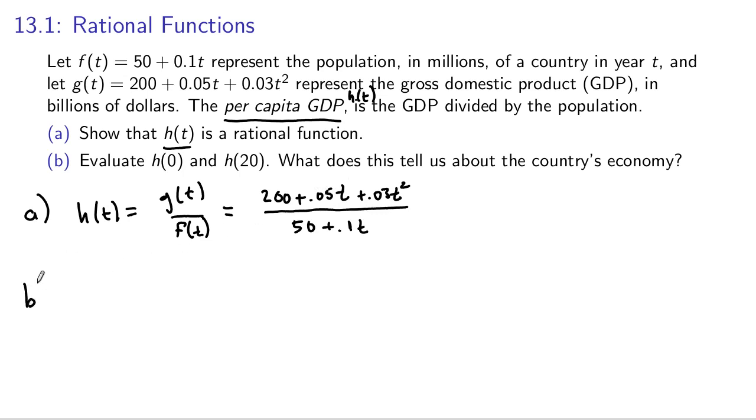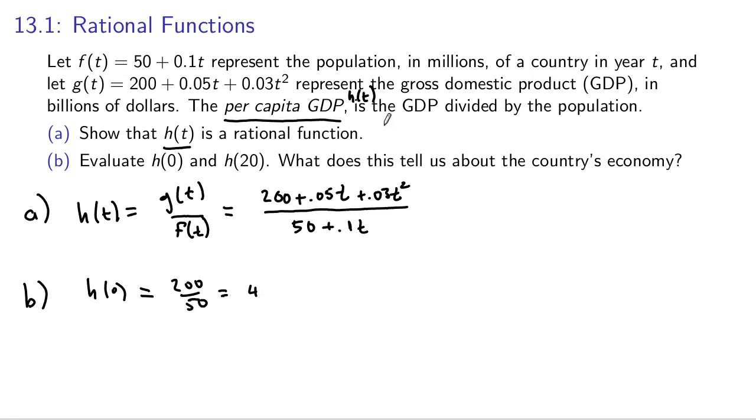B. Evaluate h of 0 and h of 20. What does this tell you about the country's economy? So h of 0 would be when the year is year 0, whatever that happens to mean. And so the t's will all be 0. So we'd have 200 over 50, which is equal to 4.